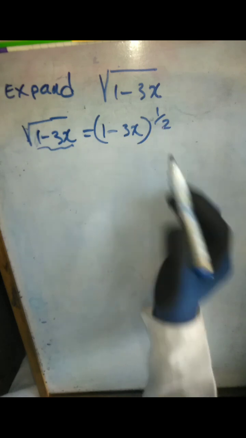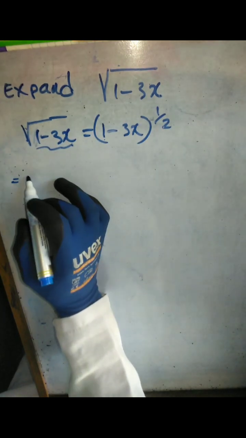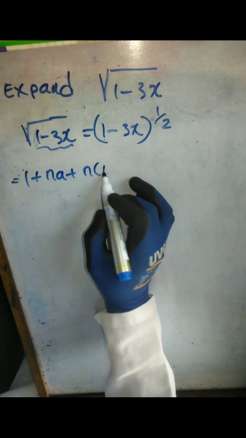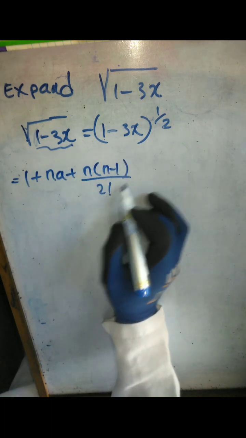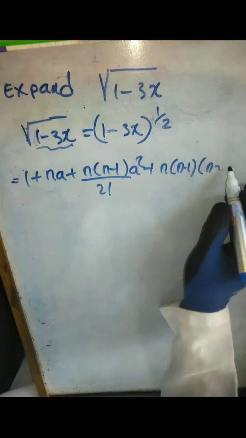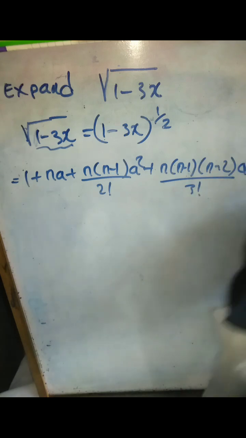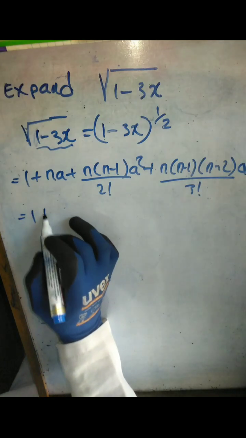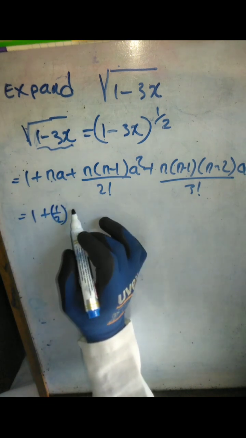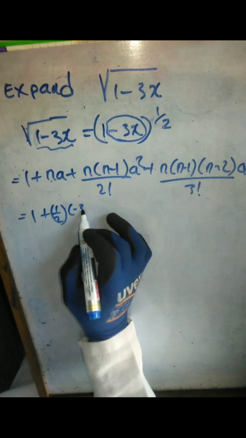When the power is a fraction, you still use the same formula, but again it also begins with 1. So this can be expanded using 1 plus n a plus n(n minus 1) over 2 factorial a squared plus n(n minus 1)(n minus 2) over 3 factorial a to the power 3 plus dash dash. So this now gives us 1 plus our n, which is half, 1 over 2, multiplied by our a. So our a is this whole thing including the negative, which is negative what?